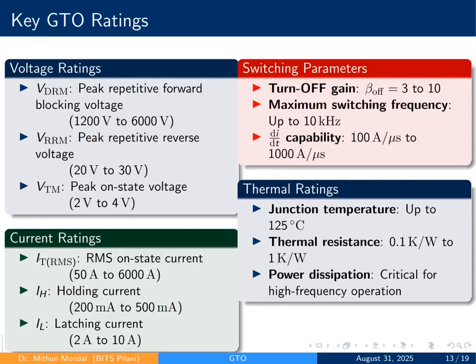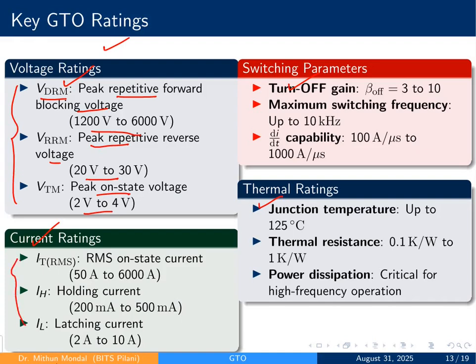Some of the key GTO ratings: the voltage rating, current rating, switching parameters, and thermal rating. These ratings are very important in the operation of the GTO. The VDRM, which is the peak repetitive forward blocking voltage, is around 1200 volt to 6000 volt. The peak repetitive reverse voltage lies between 20 volt to 30 volt. Peak on-state voltage is 2 volt to 4 volt. So these are the voltage ratings.